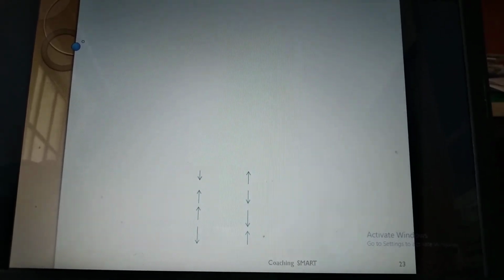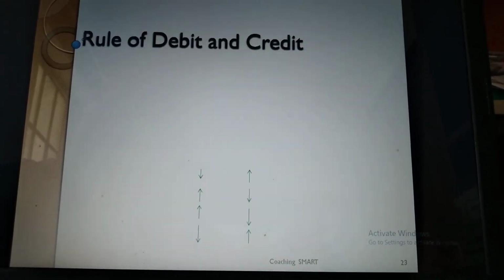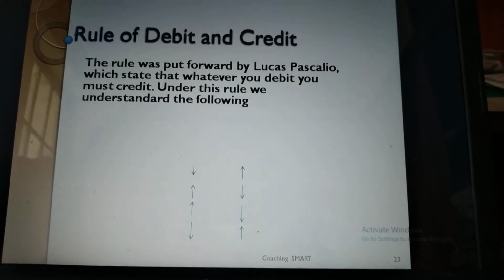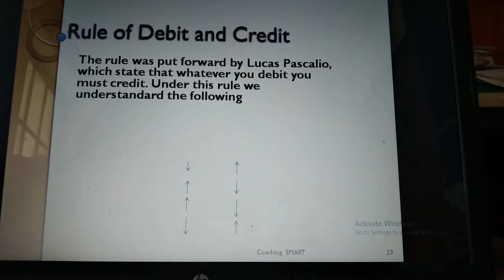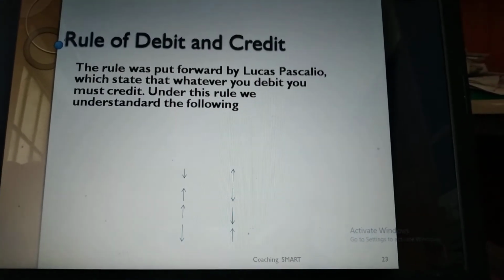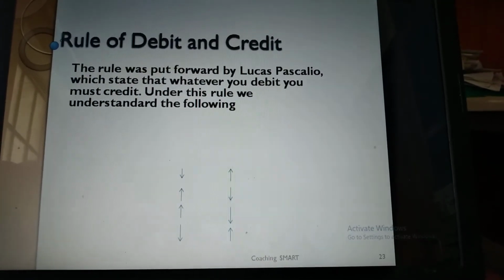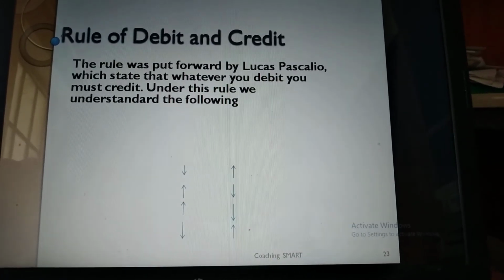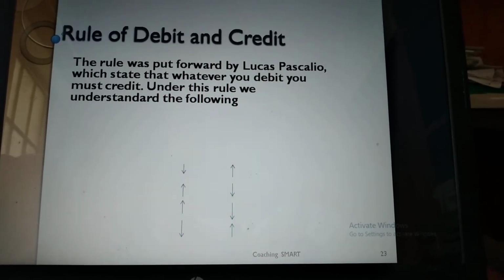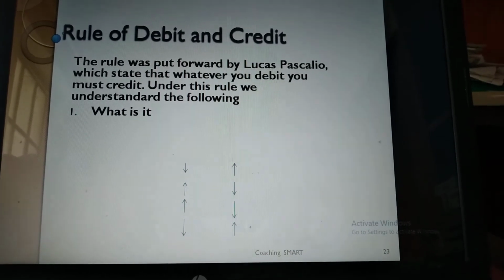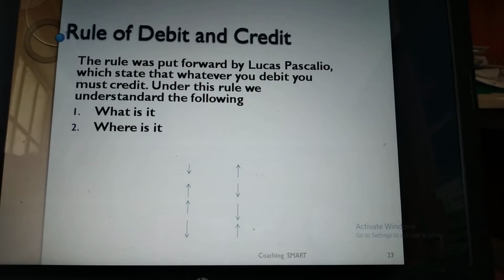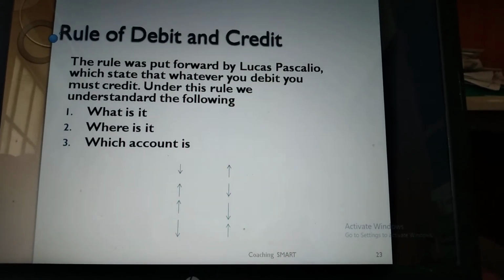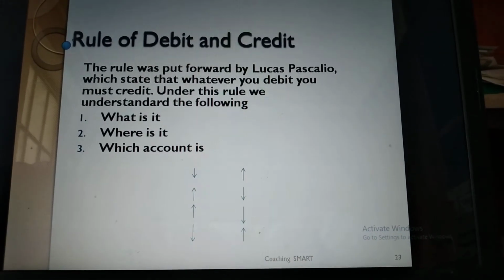Now, rule of debit and credit. Under this rule, which was put forward by Luca Pacioli, it states that whatever you debit, you must credit. Under this rule, we understand the following. 1. What is it? 2. Where is it? And then 3. Which account is to be debited and credited?